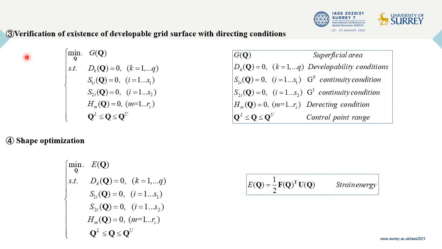At first, we verify the existence of a developable grid surface under the directrix condition of a given initial ruled surface by using this equation. If a developable surface exists, continue to perform strain energy minimization and find a reasonable structural form.